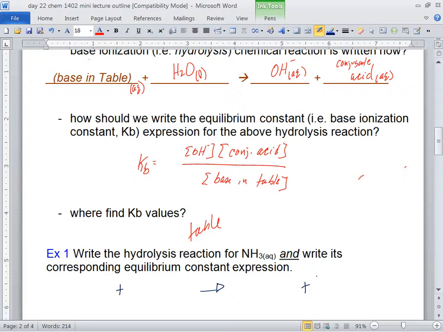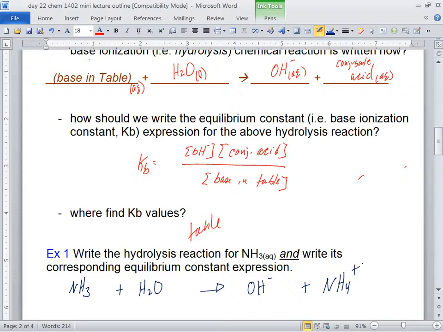Okay. Audrey, what did you write? What plus what gives what plus what? NH3 plus H2O. Perfect so far. Goes to OH negative. Perfect. All right? Excellent. You recognize you have to add an H plus to get the conjugate acid.